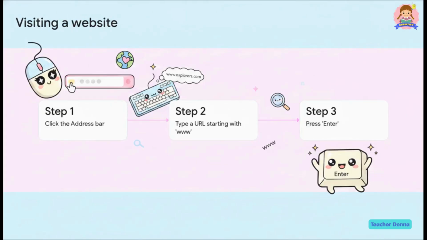Visiting a website is super easy, explorers. It just takes 3 simple steps. Step 1, use your mouse to click inside the address bar. Step 2, type your exact URL.